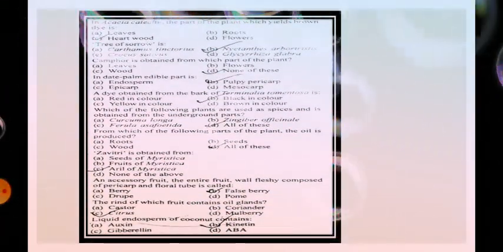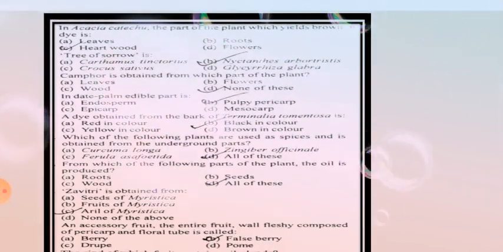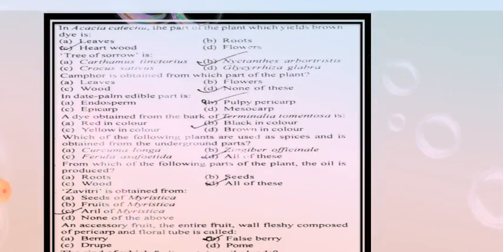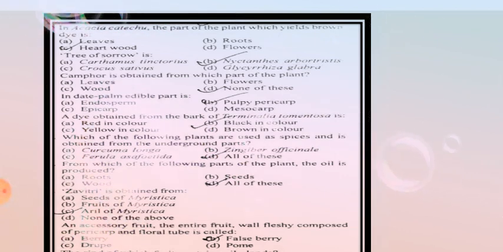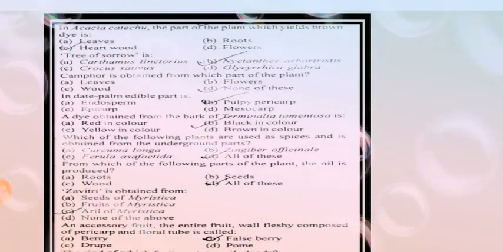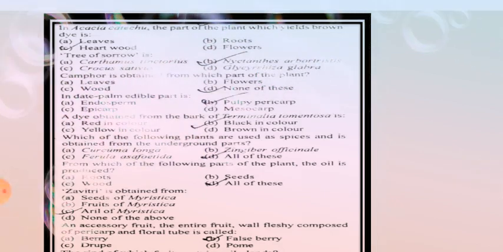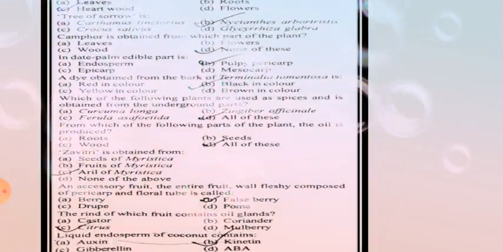Acacia catechu, the part of the plant which yields brown dye. In Acacia catechu, the brown color dye is obtained from its heartwood. The options are leaves, roots, heartwood, and flowers. So the correct option is the heartwood. Then the tree of sorrow, we have already discussed this, that is Nyctanthes arbor-tristis.